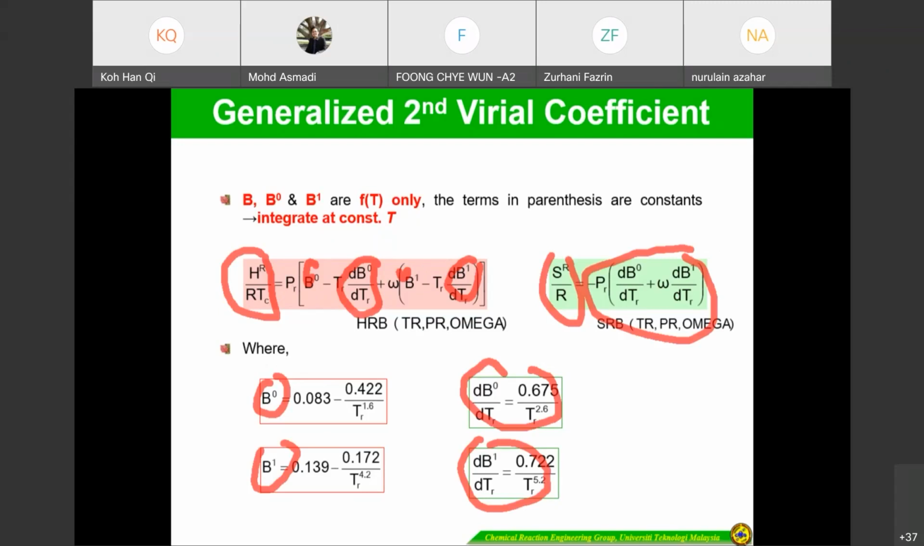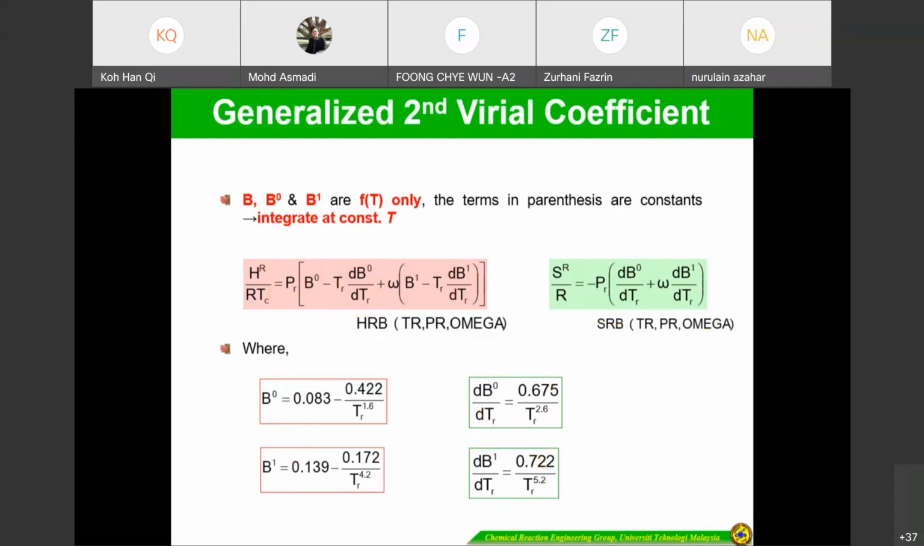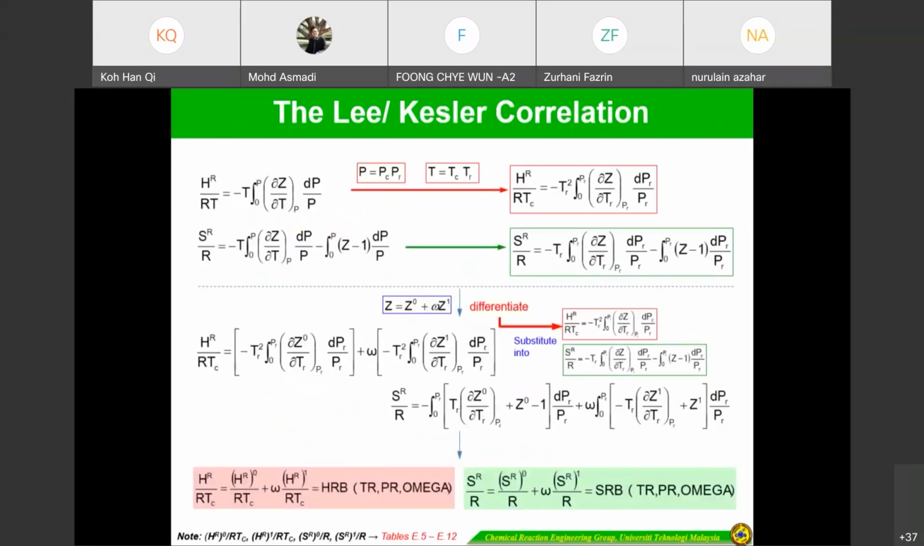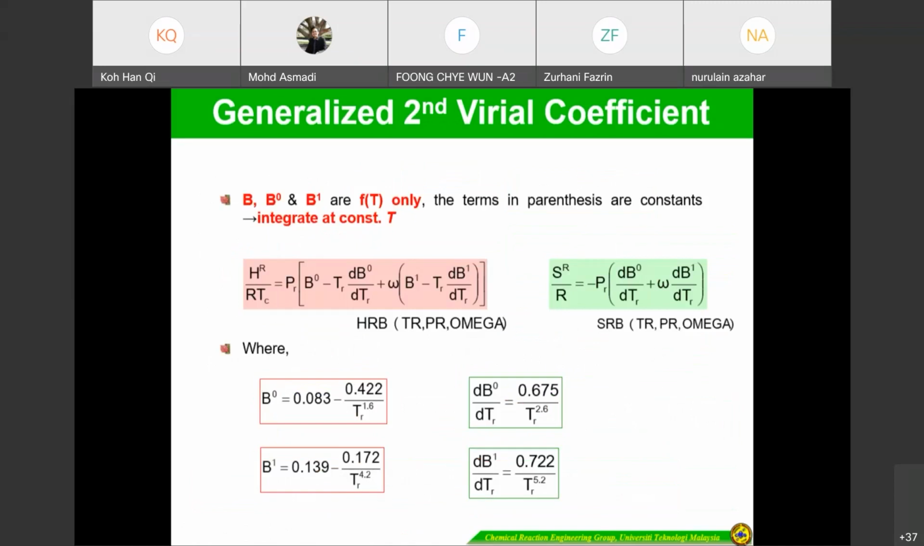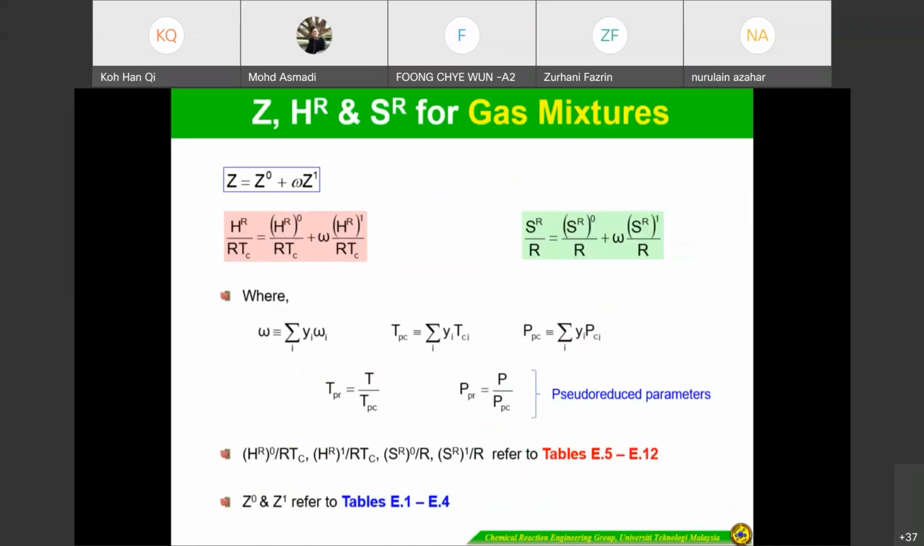For me, I prefer this one rather than Lee-Kessler, because with Lee-Kessler you have to interpolate first for HR0 or SR0, and then you have to interpolate again to get HR prime, HR1. That's the problem. It's going to take a long time for Lee-Kessler compared to using the virial coefficient.